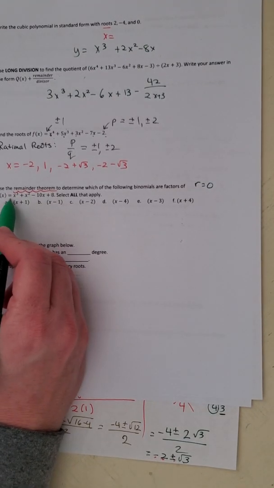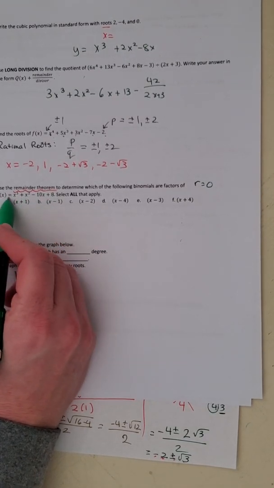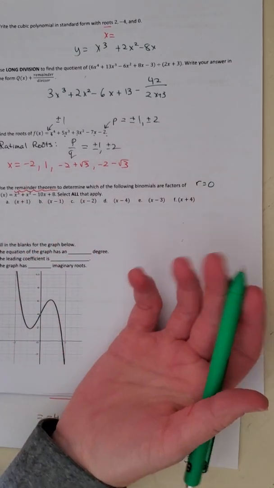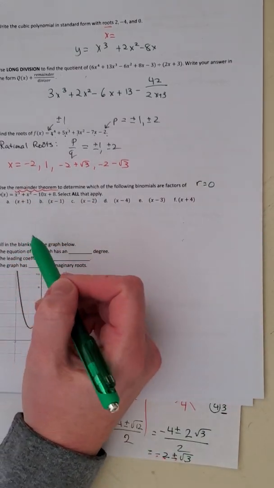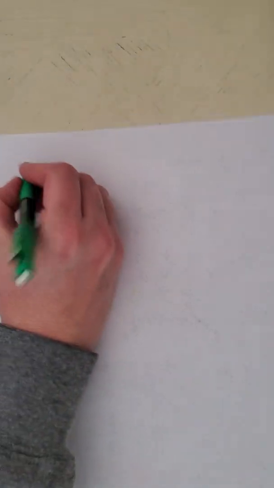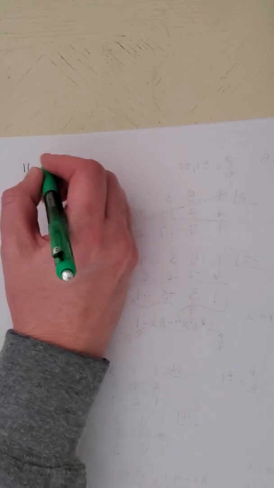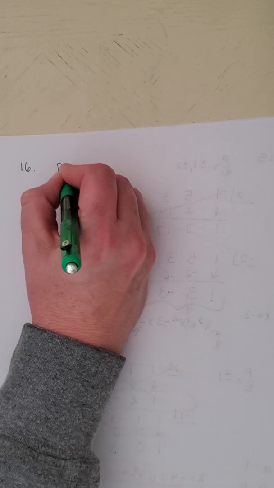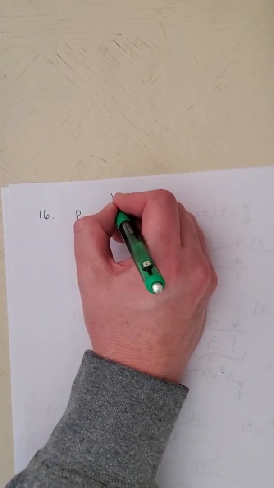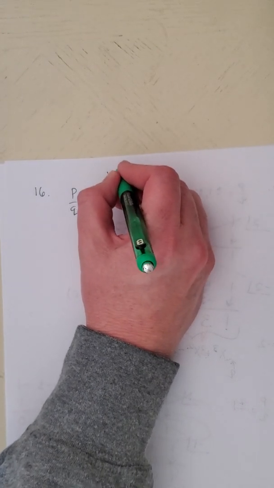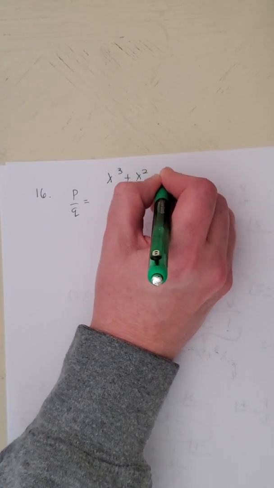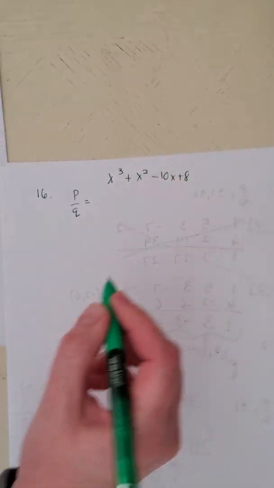We're going to use the rational roots theorem here. Or we could try factoring, but I can see that this isn't going to factor. So the rational roots theorem first. We're going to find our P to Q's. And remember, our function is x to the third plus x squared minus 10x plus 8.